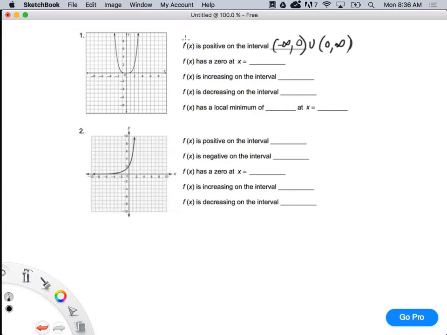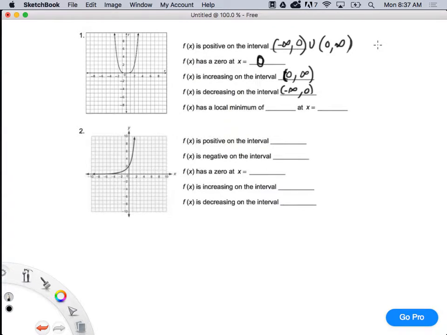F of x has a 0 at where? X equals 0. Okay? It's increasing on the interval 0 to infinity, right? It's increasing from here to here. And it's decreasing on the interval negative infinity to 0. Okay?